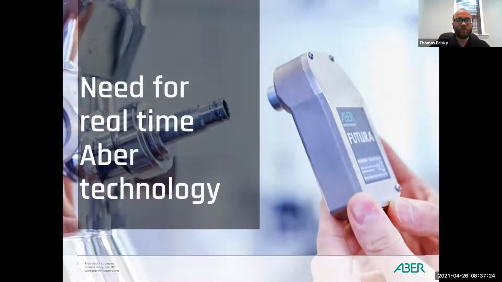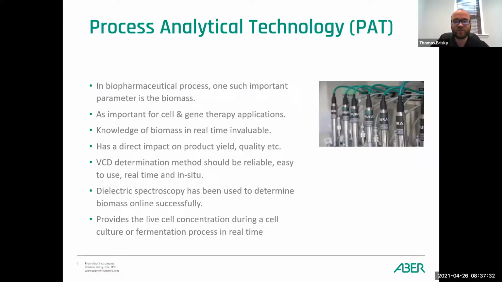So now I'll move on to the next question: why is there a need for the real-time Aber technology? This is a good point to discuss what process analytical technology, or PAT, is. The FDA's definition of PAT is a mechanism to design, analyze, and control manufacturing processes through the measurement of critical process parameters, or CPPs, which affect critical quality attributes, or CQAs.